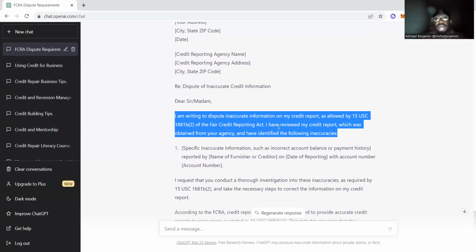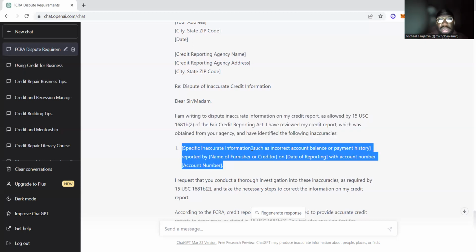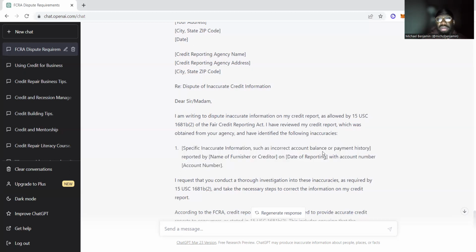I reviewed my credit report, which was obtained from your agency, and I've identified the following inaccuracies. So then put the inaccurate information. Oh, they do it nice. Incorrect amount or whatever reported by name of the furnisher creditor with account number.